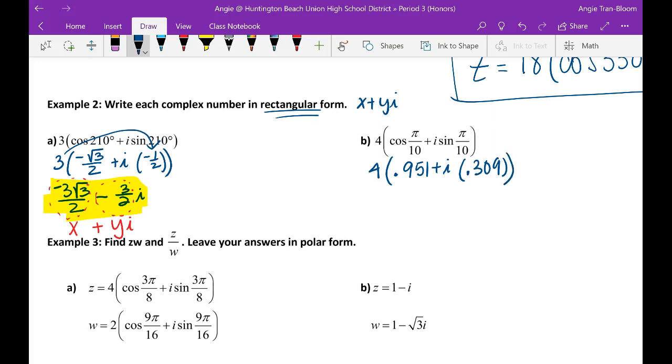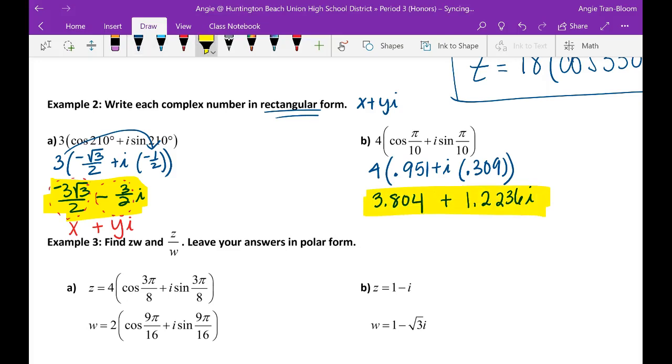What we are going to do now is distribute your 4. In rectangular complex form, the radius isn't factored out, so we have to multiply it back. When I multiply by 4, I'm going to multiply the sine part first. Since I'm rounding to 3 decimal places, I'm going to keep it consistent: 1.236i. Then I'm going to multiply 4 to my cosine of pi divided by 10, which gives me 3.804. So that's your x plus yi, and that's the final answer.